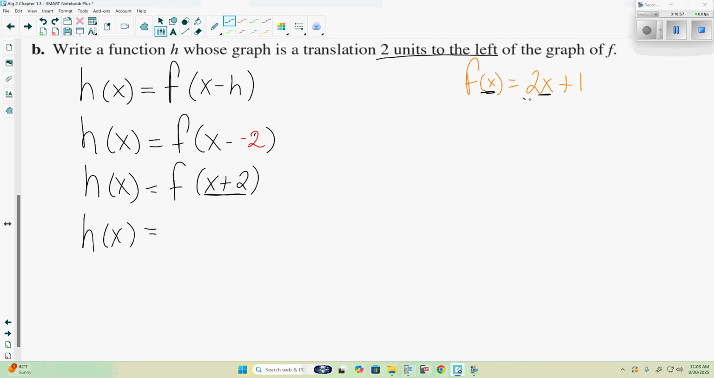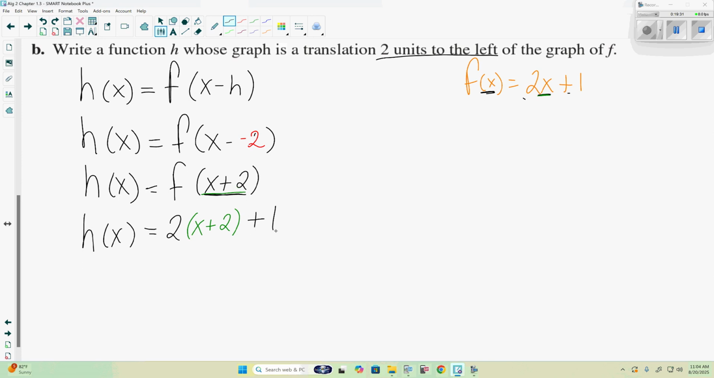So we have 2, because the 2 will still be there. But here we have what? Our x, yes? And we replaced it with what? X plus 2. In the original function f of x, we had 2x. Now we have 2 times our x plus 2. We replace that x with x plus 2. Everything else is going to stay the same, because the rest of the function was plus 1.